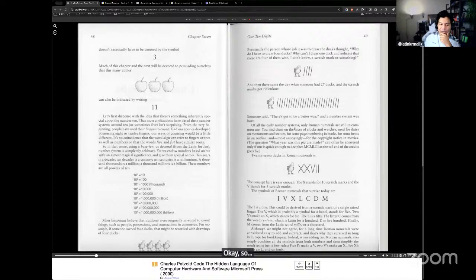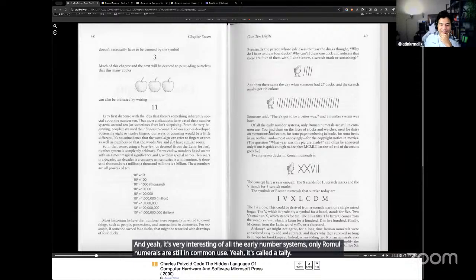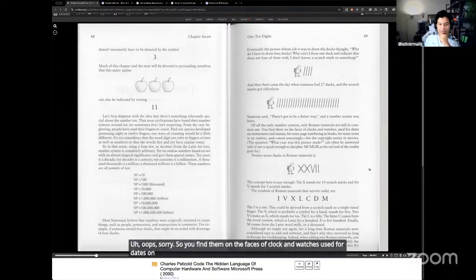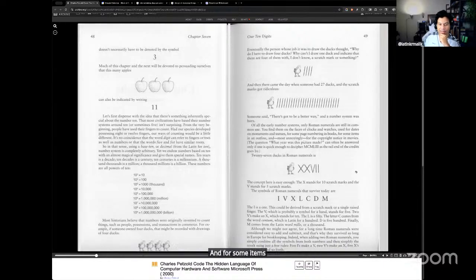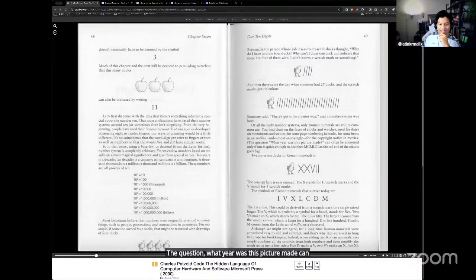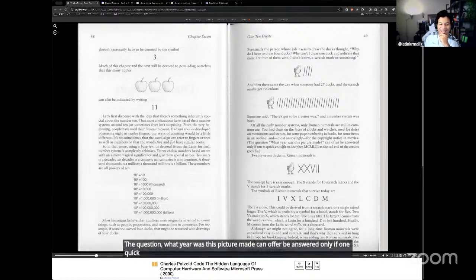It's very interesting. Of all the early number systems, only Roman numerals are still in common use. It's called a tally. You find them on the faces of clocks and watches, used for dates, on monuments and statues, for some page numbering in books, for some items in an outline, and most annoyingly for the copyright notices in movies. The question, what year was this picture made, can often be answered only if one quick glance is enough to decipher MCMLII as it goes by at the tail end of the credits.